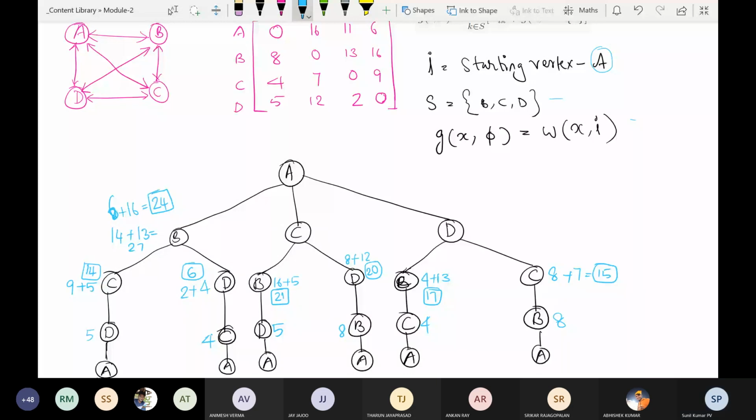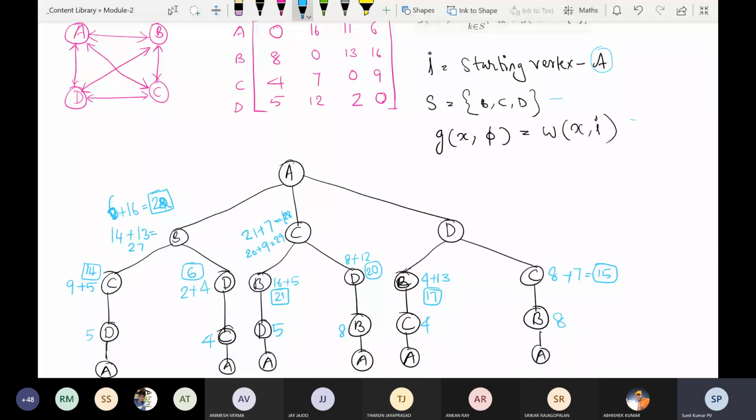Now, what is at C? Tell me the different options. 21 plus C to B, 7. So this is equal to 28. Then what is the next option? 20 plus C to D. What is C to D? 9. 20 plus 9 is equal to 29. So which should I take? Because I should take the minimum value. I can choose 28.